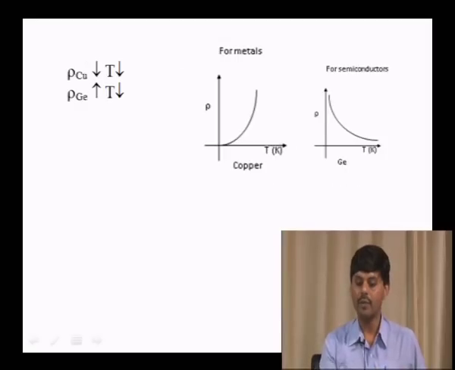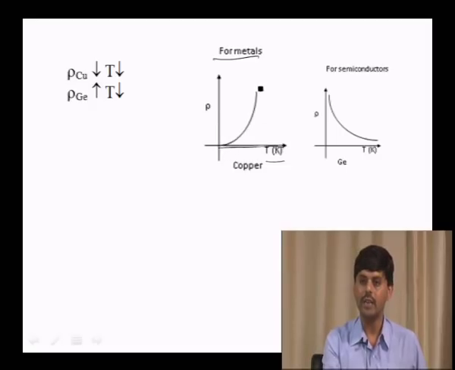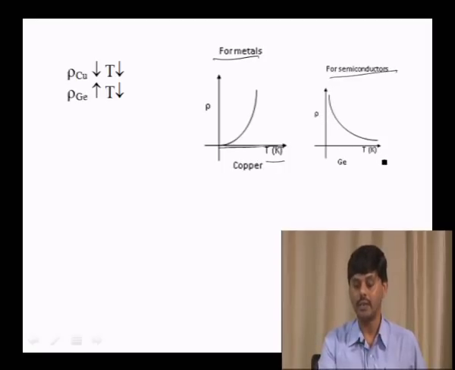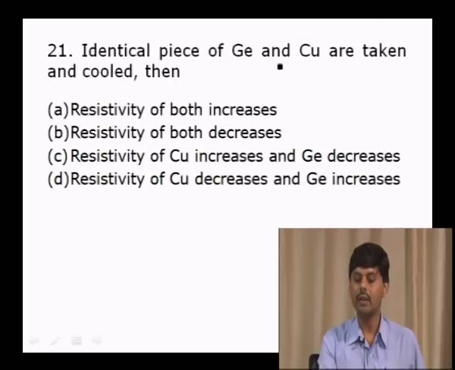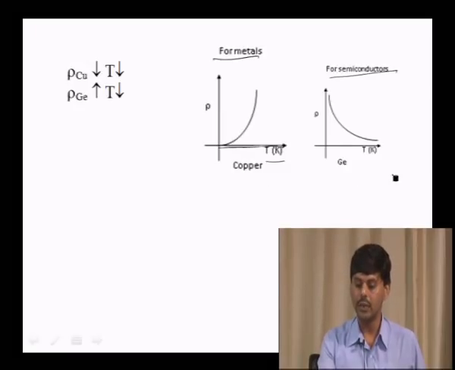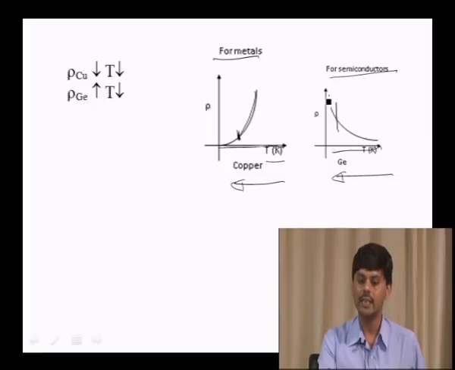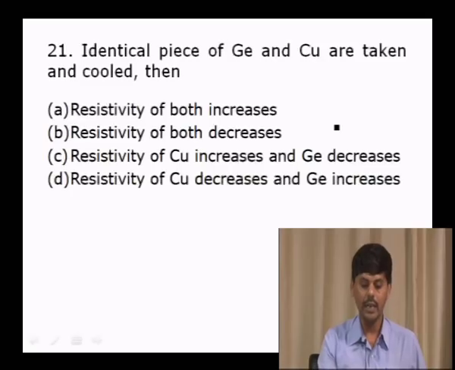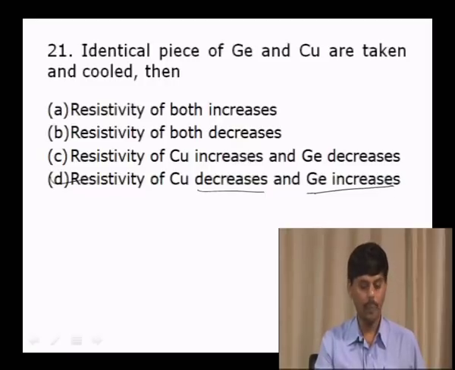Taking the help of this graph, for metals we have resistivity versus temperature. If temperature increases, resistivity also increases. In the case of a semiconductor, resistivity decreases with an increase in temperature. But in the problem, two identical pieces are taken and cooled, which means we are going to reduce the temperature. If you reduce the temperature, in this case resistivity decreases, and in this case resistivity increases. For metal it decreases, for semiconductor it increases. Therefore, the correct option is D. Resistivity of copper decreases and for germanium it increases.